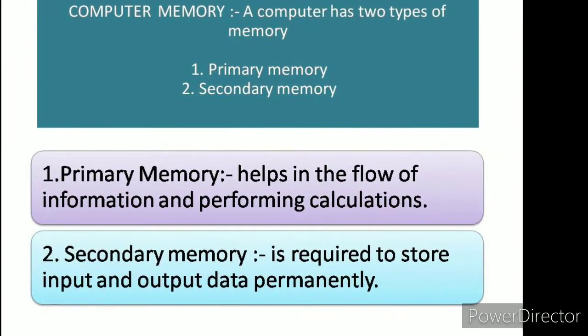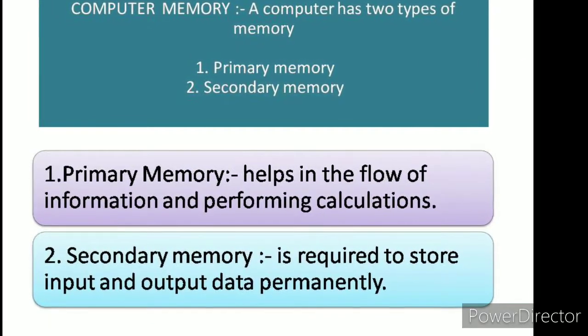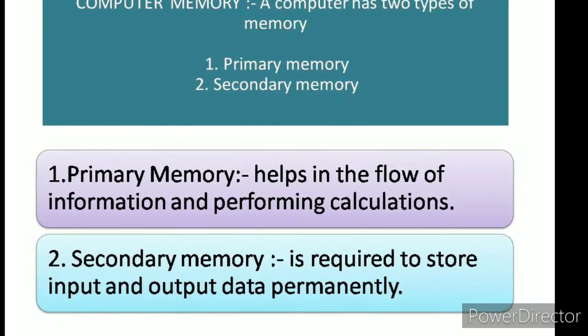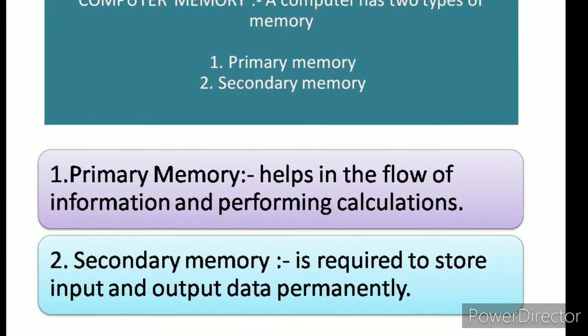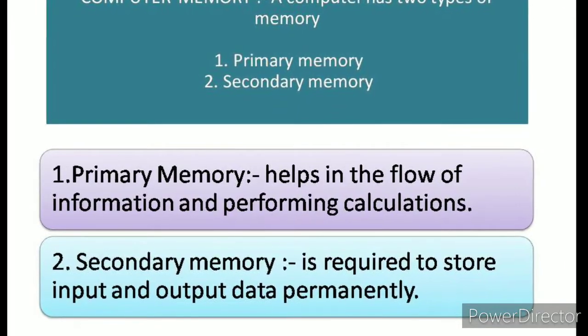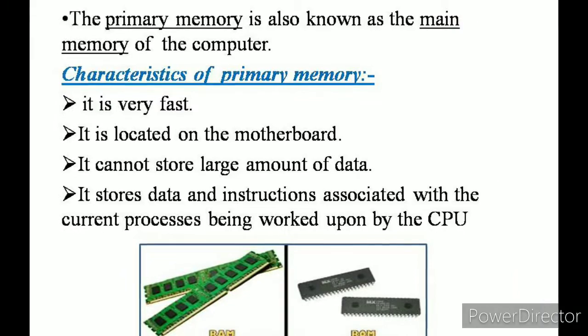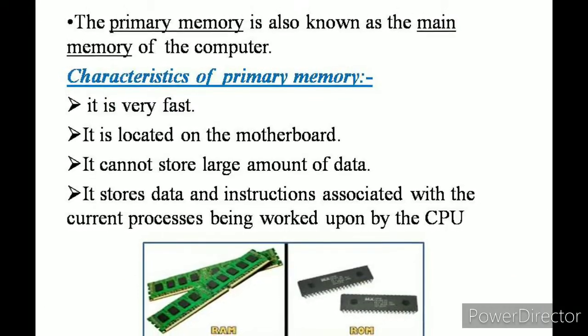Computer memory. A computer has two types of memory: primary memory and secondary memory. Primary memory helps in the flow of information and performing calculations. Secondary memory is required to store input and output data permanently. The primary memory is also known as the main memory of the computer.